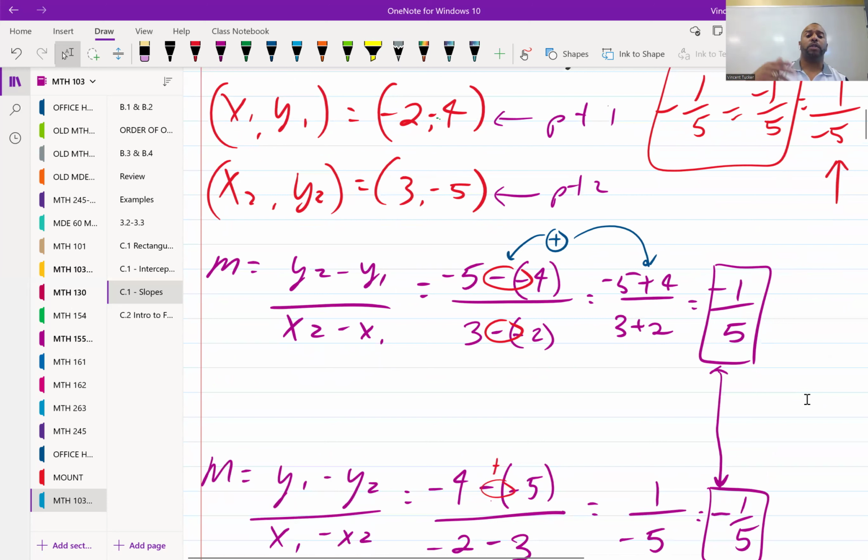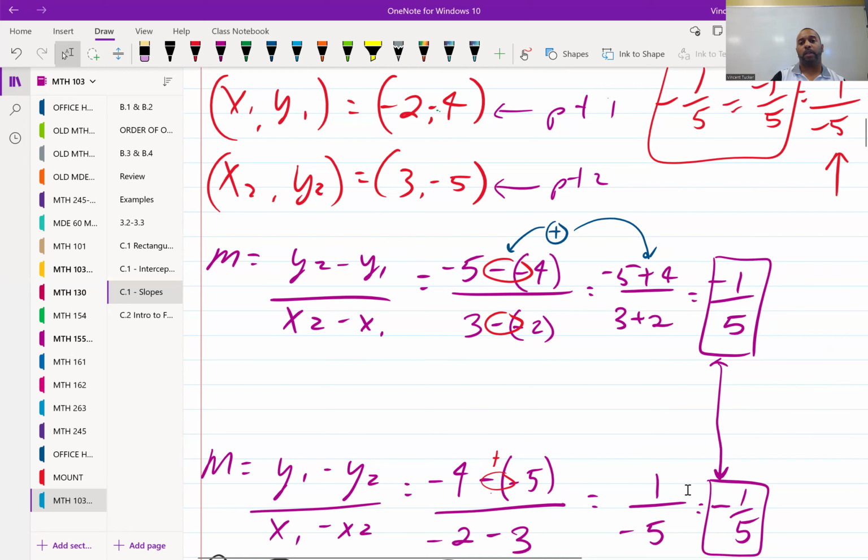All right. So same problem. Like I said before, what I wanted to do was show you that y1 minus y2 over x1 minus x2 will still give you the same result. So this time you plug them in the opposite fashion: -4 minus -5, -2 minus 3. That negative negative turns positive, so it's -4 plus 5, which is +1. And then -2 minus 3 is -5. And that's the same thing as -1/5.